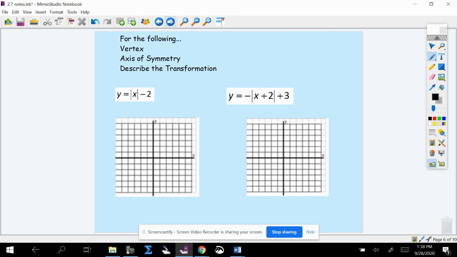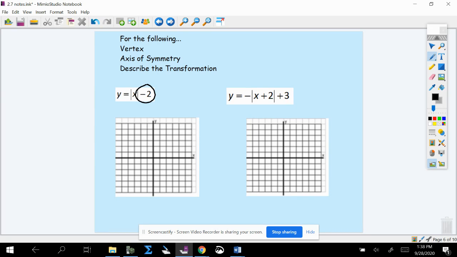So here's what we're going to do here. We're going to look at these equations, and we're going to talk about the shift. We're going to talk about, does it go up or down? Does it go right or left? Does it flip upside down? And then we're going to use that to draw a picture, talk about where the vertex is, where this axis, that symmetry line is. So with this first one, what we notice is that it has a -2 afterwards.